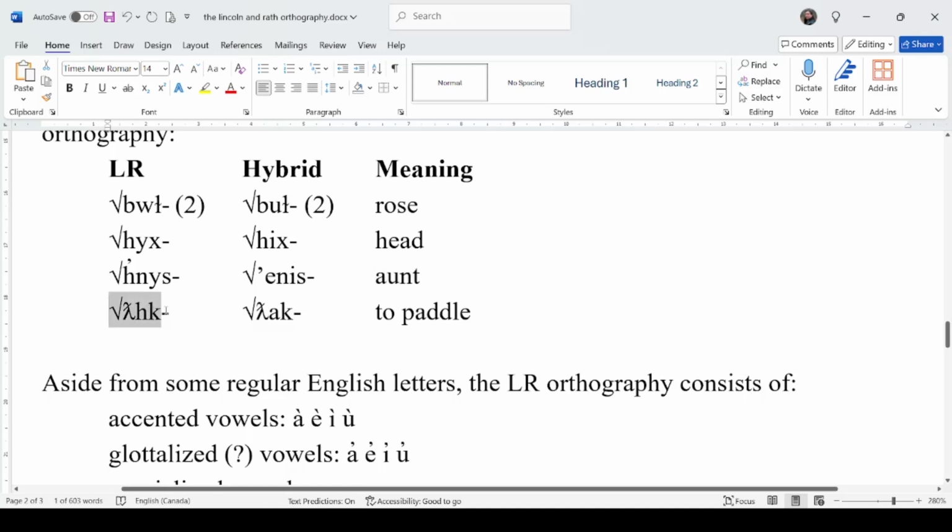And then we have here, this root word is clack. So we have a barred lambda, we have an H, and then a K. In the hybrid orthography, this would be spelled barred lambda, then an A instead of an H, and then K. So this root word means to paddle. So klakya means to paddle. Klakya.